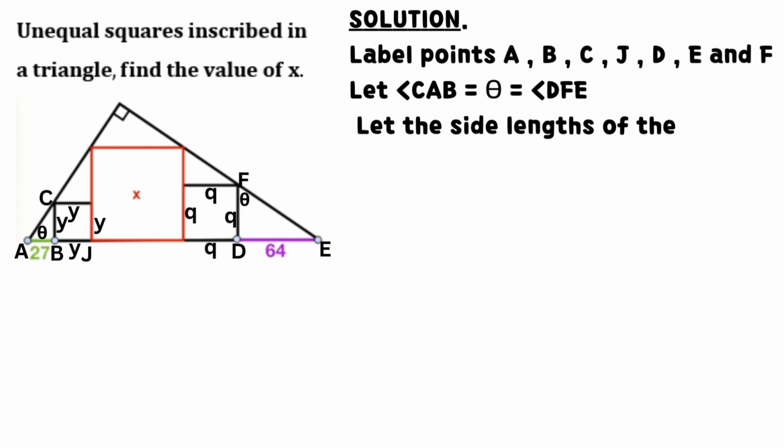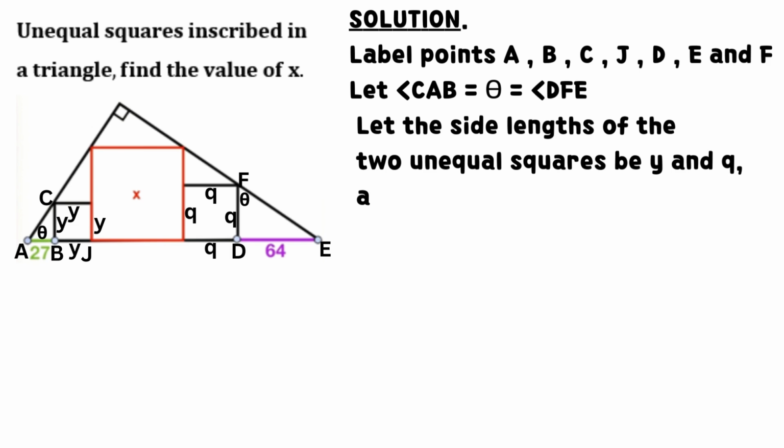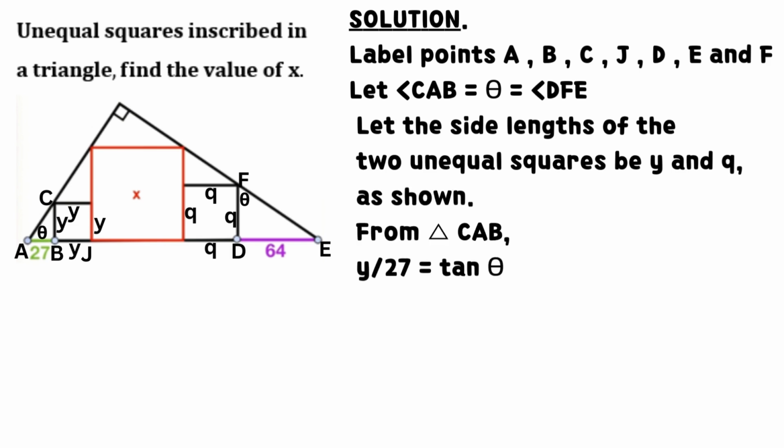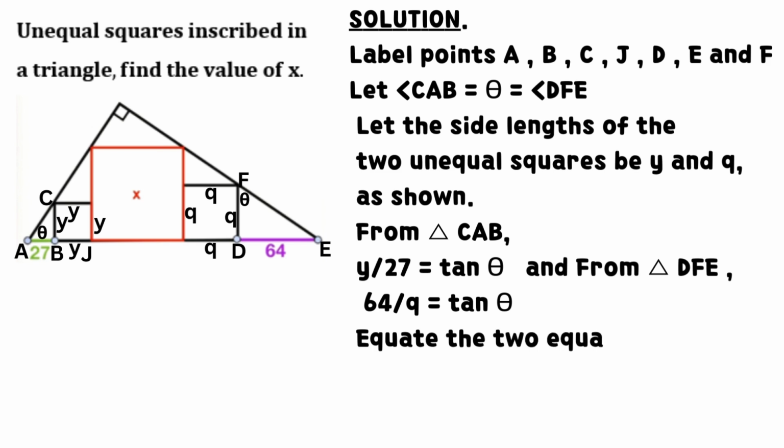Let angle CAB equal theta, which equals angle DFE. Also, let the side lengths of the two unequal squares be y and q, respectively, as shown on the screen. From triangle CAB, y divided by 27 equals tan theta, and from triangle DFE, 64 divided by q equals tan theta.